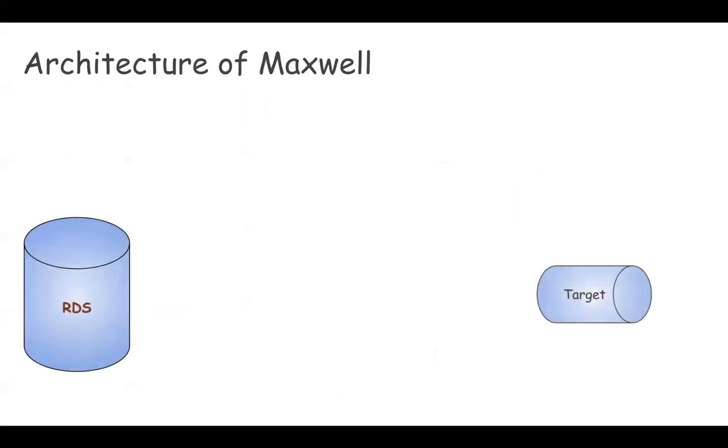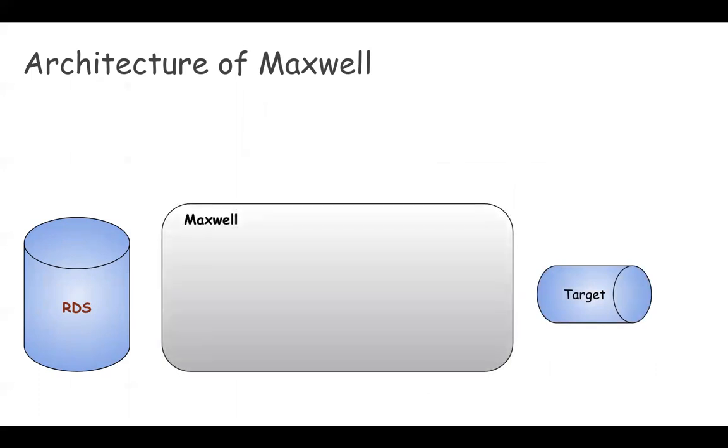Let's talk about the architecture of Maxwell. There is an RDS, let's say it is a MySQL, and then there's a target, let's say it is Kafka, and we have Maxwell sitting in between. Maxwell has different internal important components. One of them is a schema object, which contains the schema of the RDS tables. Then there is a binlog replicator, which receives the events from the MySQL binlog.